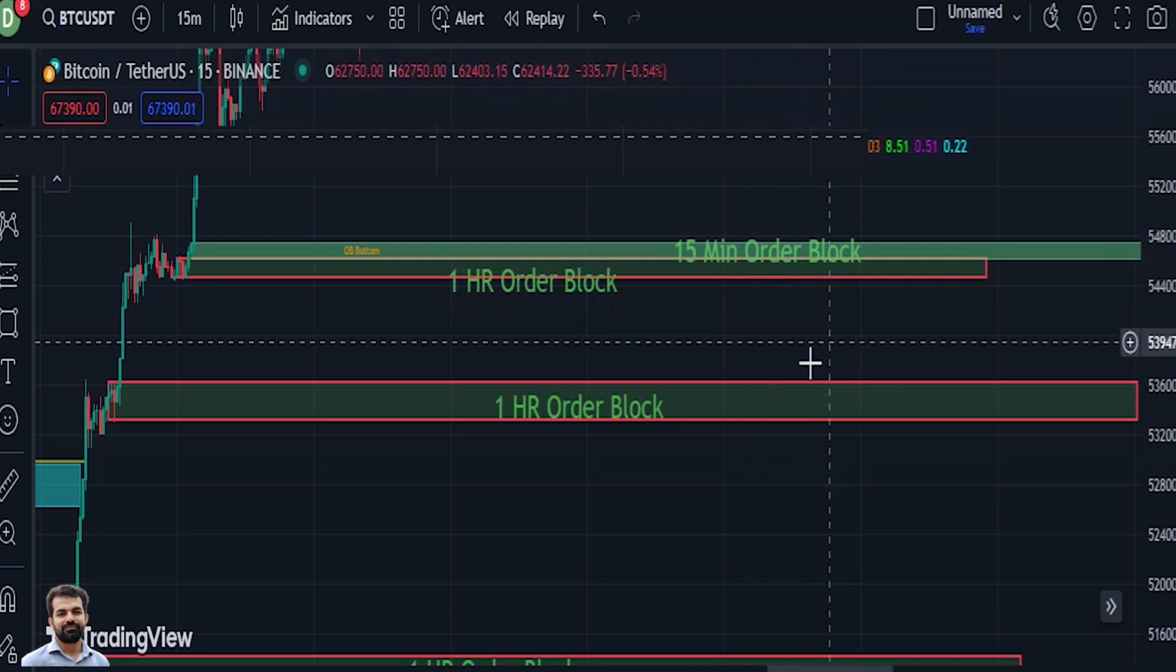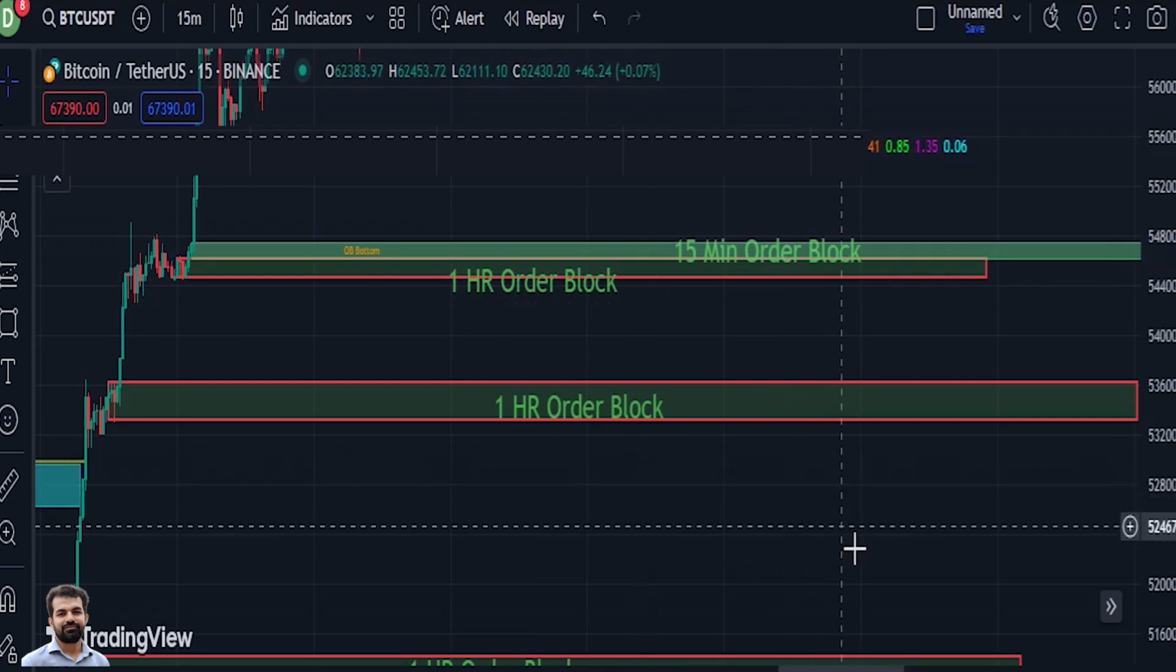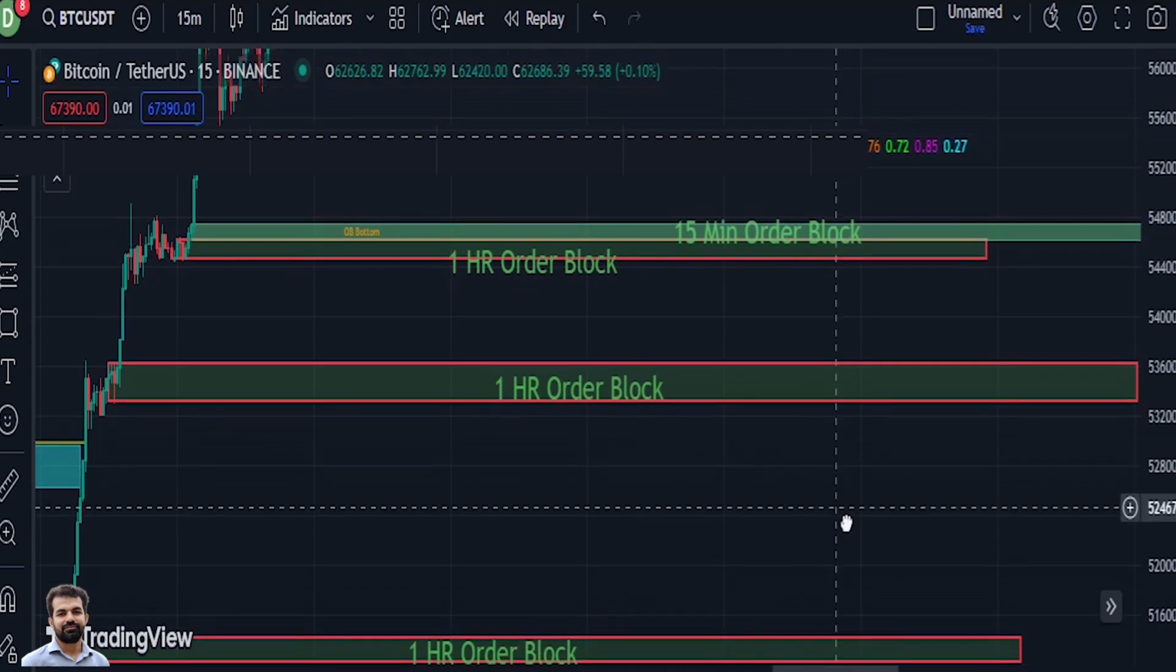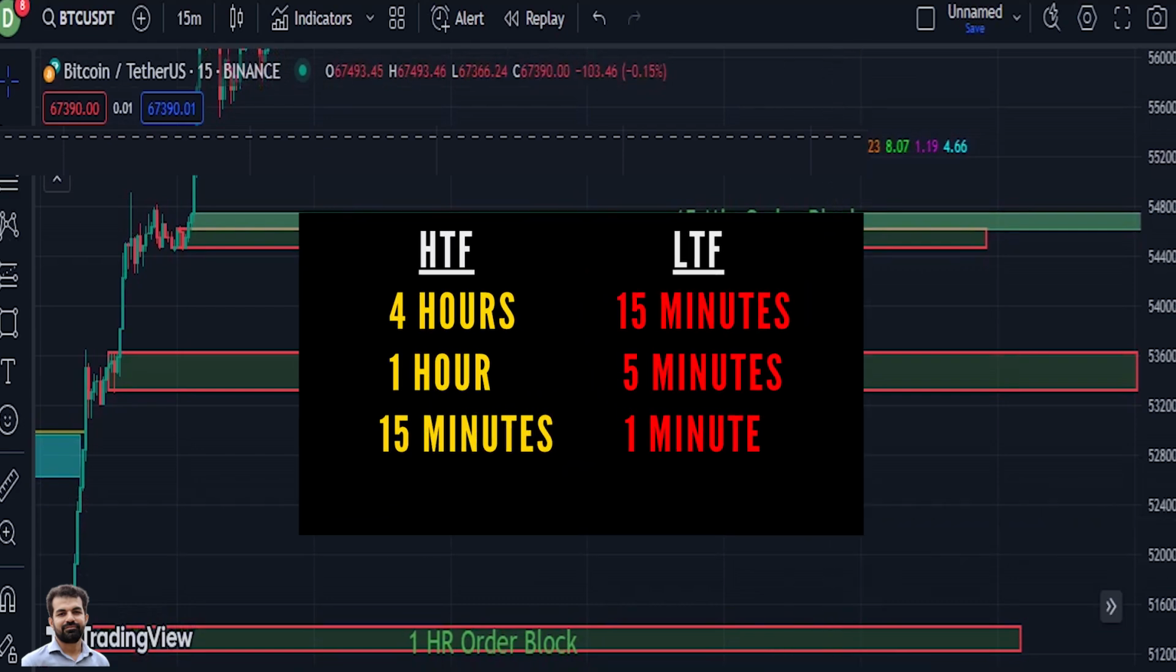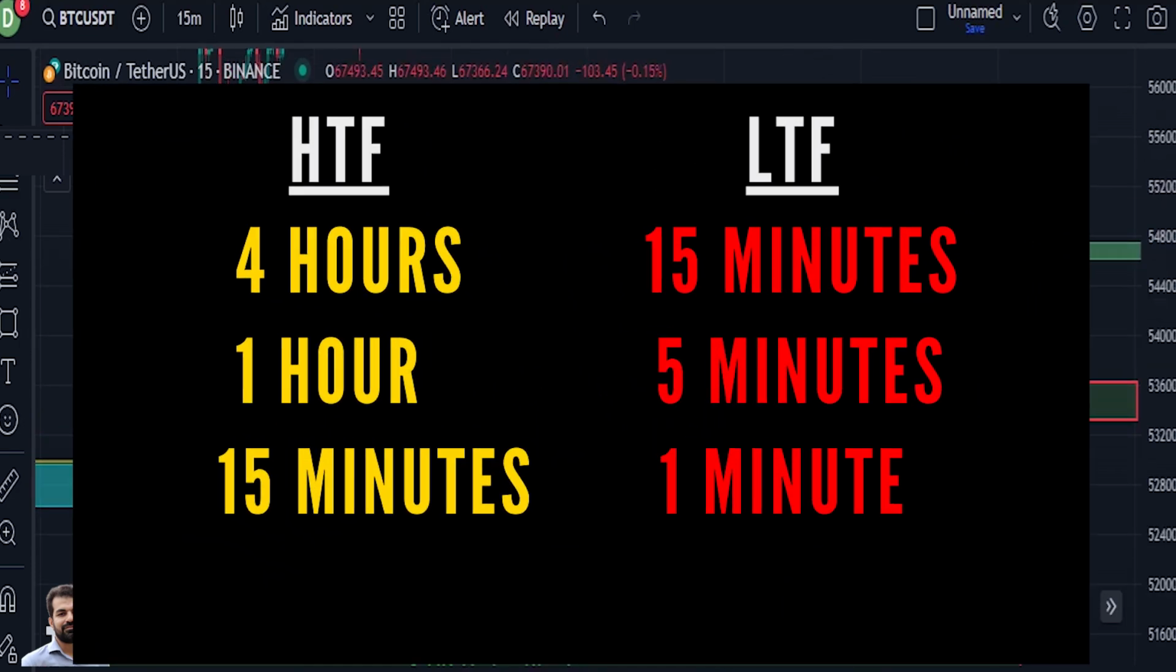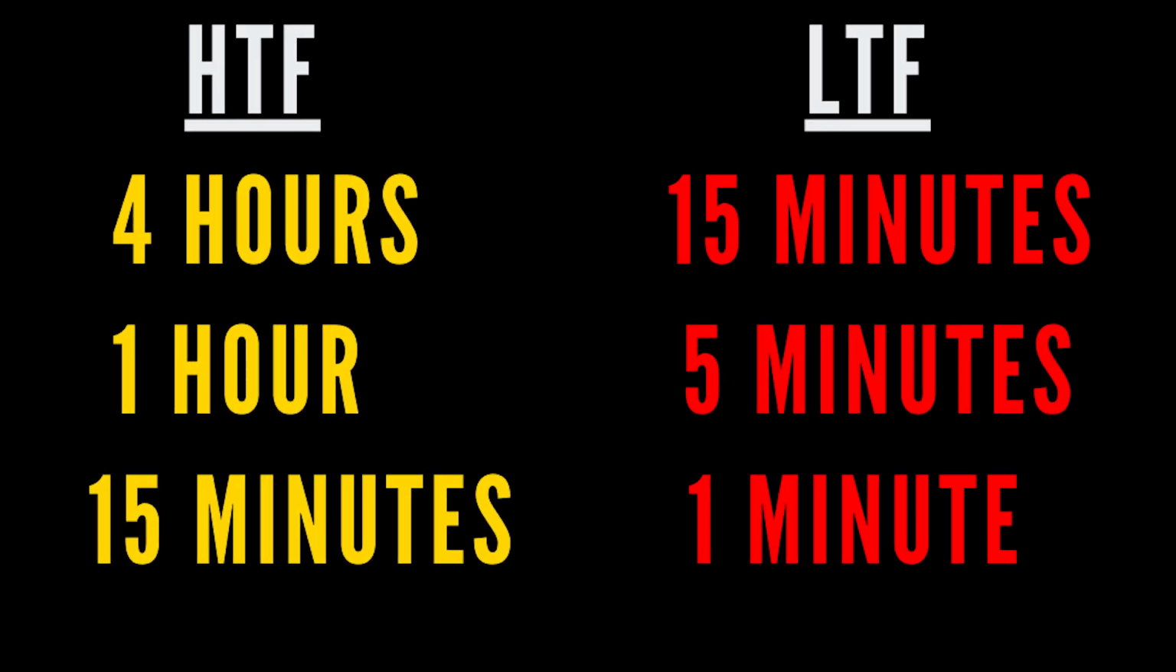While the order block strategy isn't confined to specific time frames, it is common to spot the order blocks on higher time frames and then zoom into lower time frames for confirmation and entry points. For instance, if using 4 hours, 1 hour, or 15 minutes as higher time frames, the corresponding lower time frames for entry reasons would be 15 minutes, 5 minutes, and 1 minute respectively.